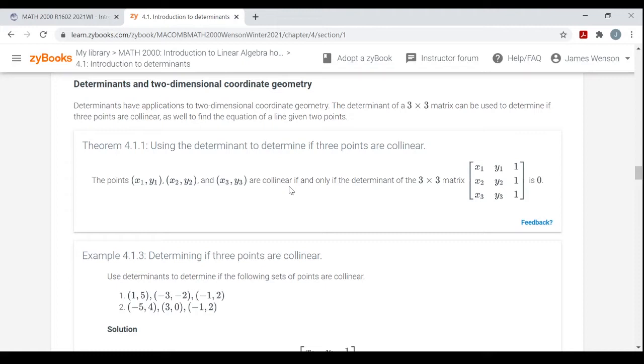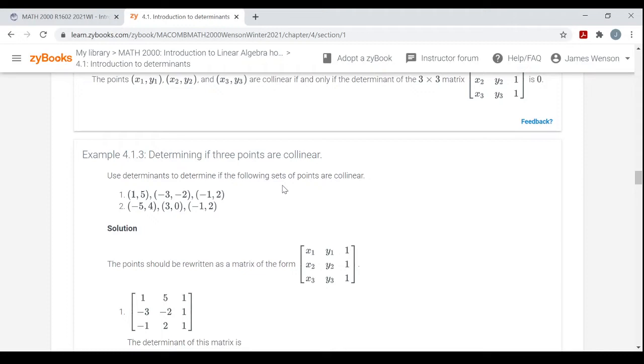They fall on the same line if and only if the determinant of this 3 by 3 matrix is 0, where you have x1, y1, x2, y2, and x3, y3, you put the coordinates of the points going down in the first two columns, and then the third column is made up of just ones. If the determinant of this matrix is 0, the 3 points will be collinear.